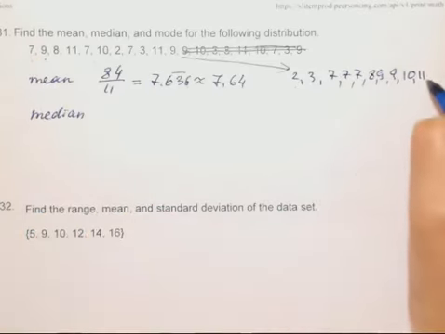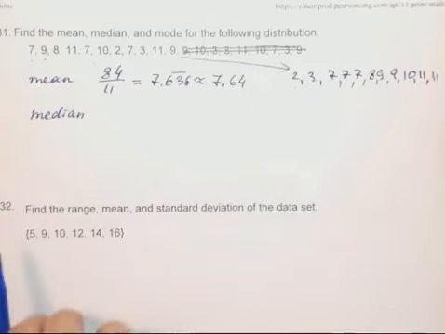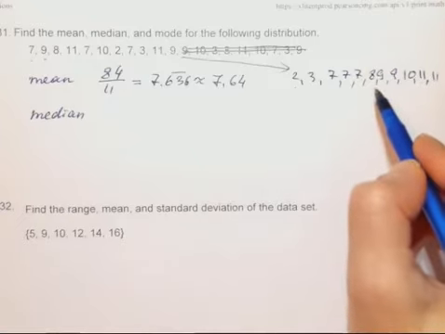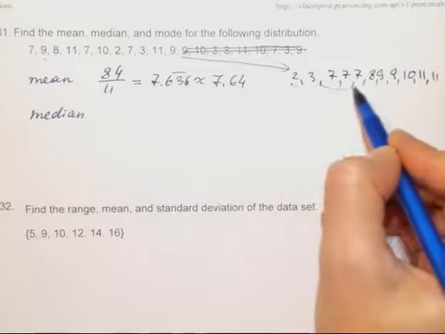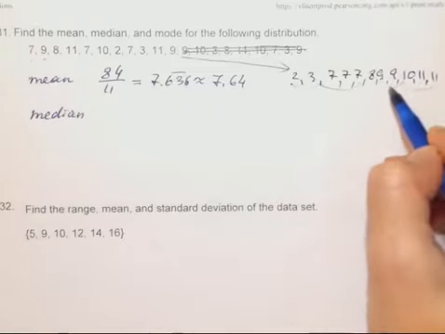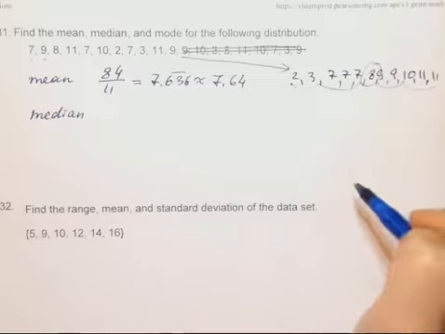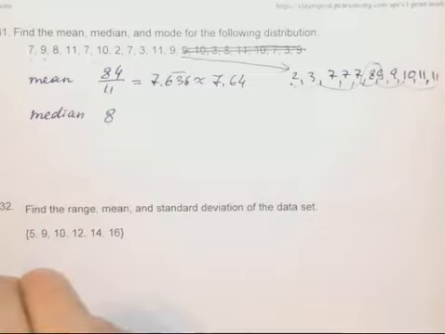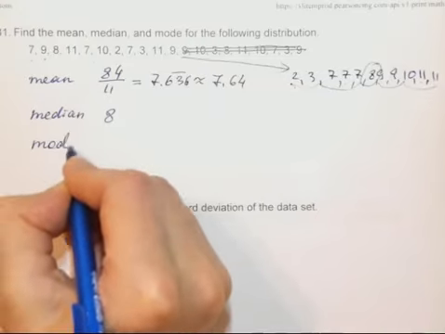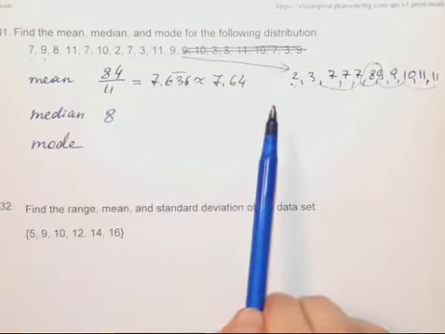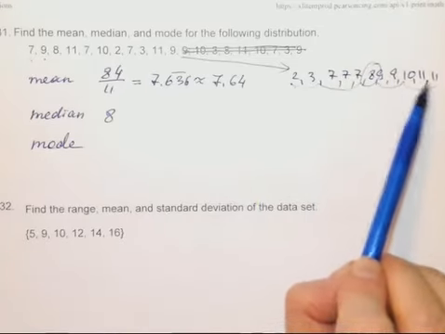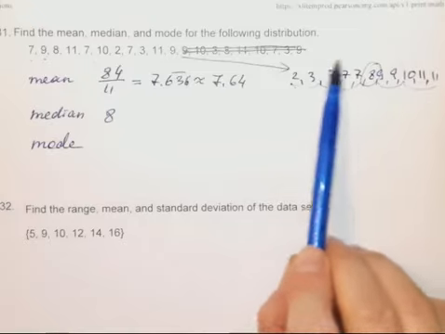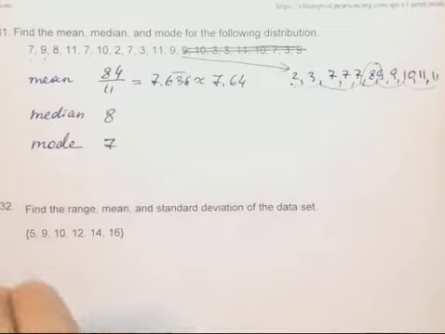There is another 11 here. So another 11. Now there are 11 numbers, and we can find the median this time. So 5 to the left, 5 to the right, 8 is in the middle, so the median is 8. Mode is the number that occurs the most often here. So actually we have 2 9s, 2 11s, but 7 is 3 times, so the mode is 7.